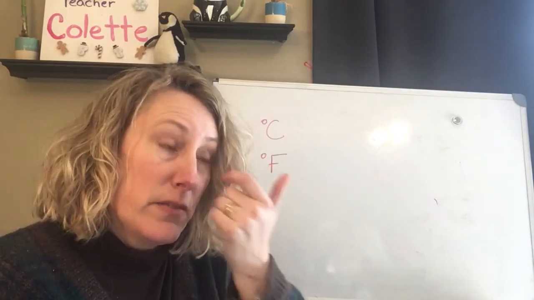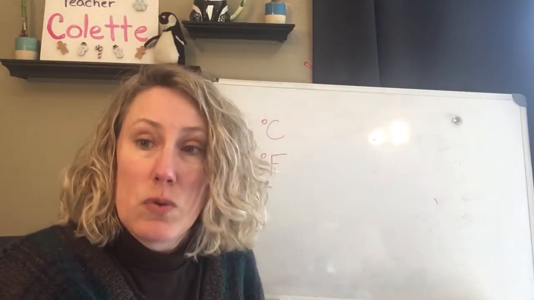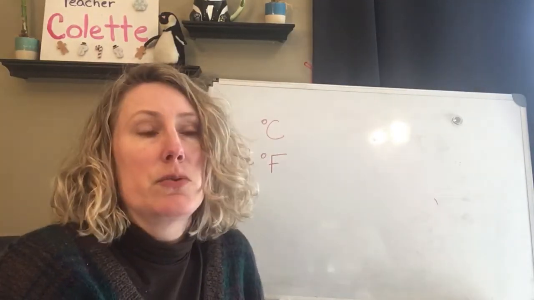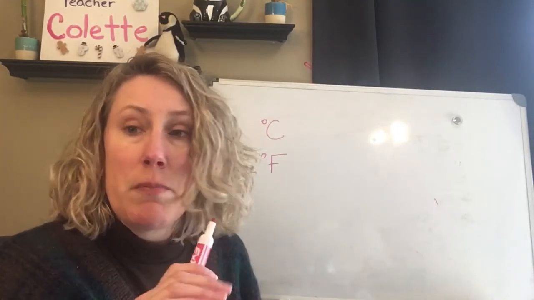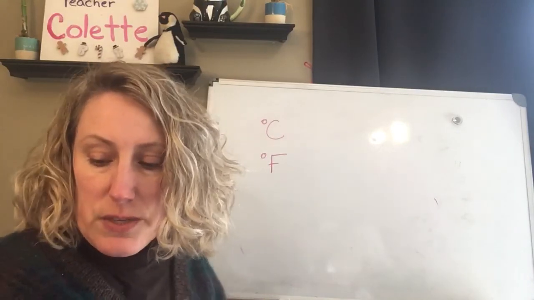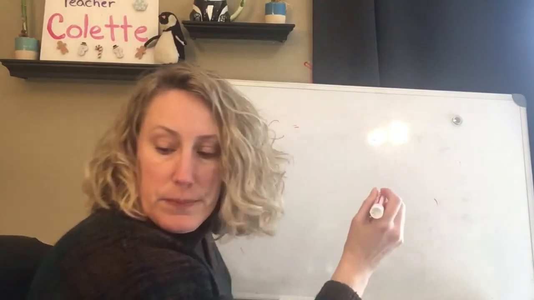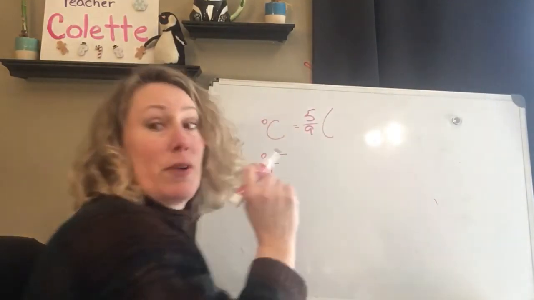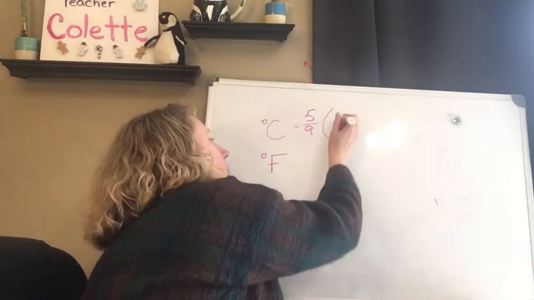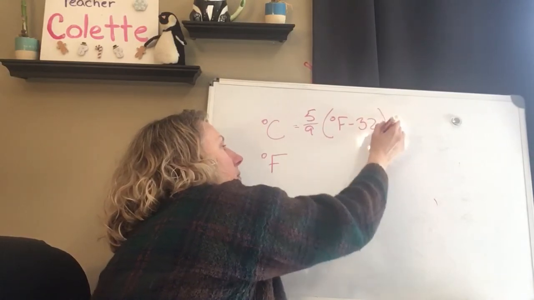The problem is, if you are not super good with math, you're going to have a problem if you don't follow the order of operations. Sometimes you get the formula set up correctly, but if you don't do it in the right order, your math will not work. So you need to know that degrees Celsius equals 5/9 times, in parentheses, your degrees Fahrenheit minus 32 degrees.